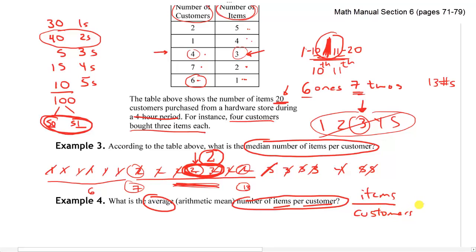Well, the number of customers is easy because they give us that in the question. It's 20. How do we find the total number of items? Well, the way that we do that is we just multiply these numbers together.